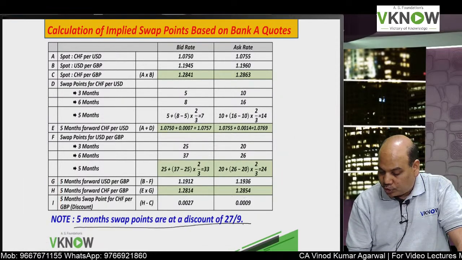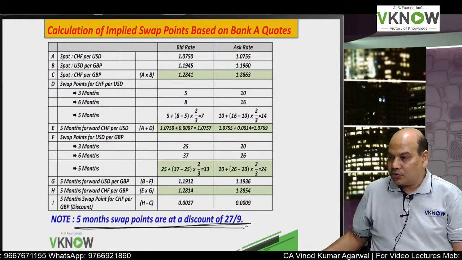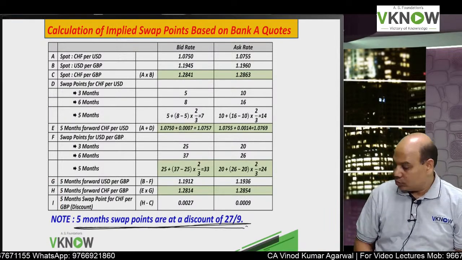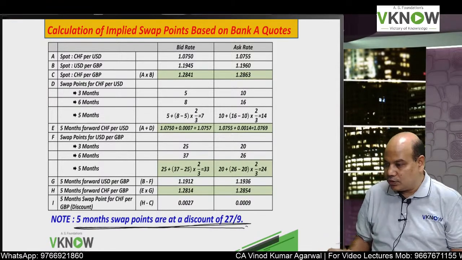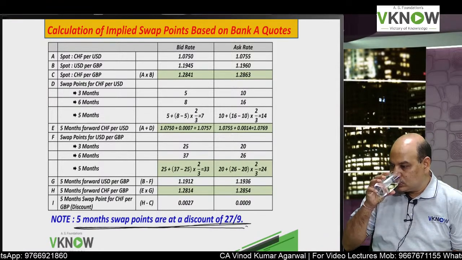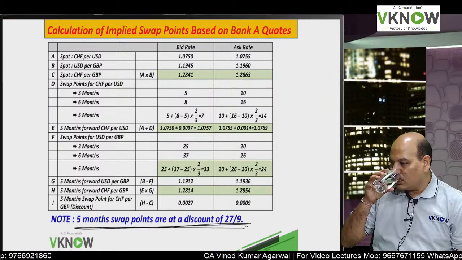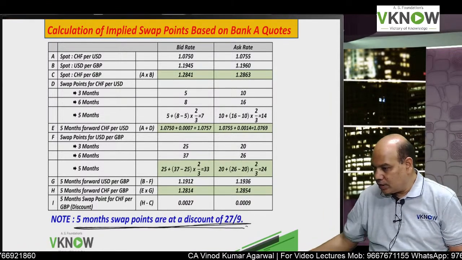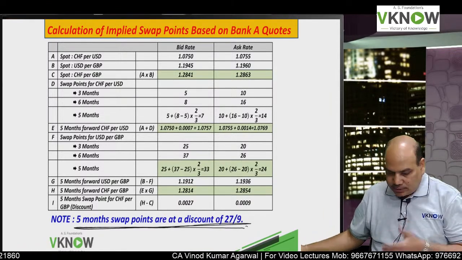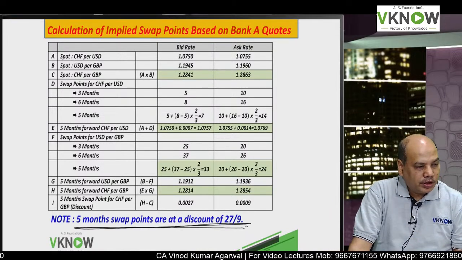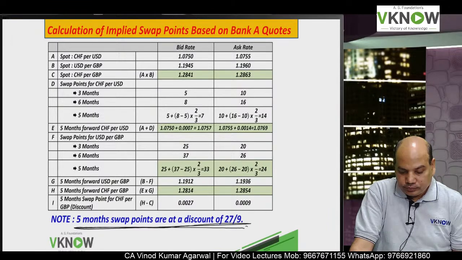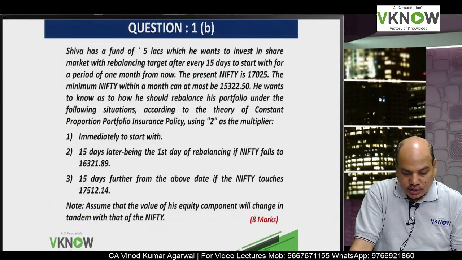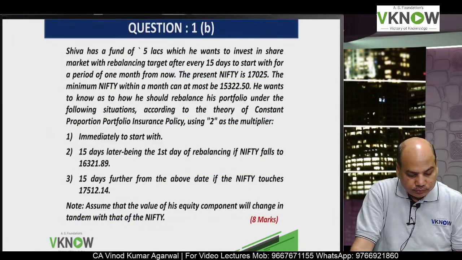5 month swap points are at a discount of 27 and 9. 27 is for the buying rate, 9 is for the ask rate. Did you like this answer? This is the institute's answer. The institute has interpreted it in a different way.